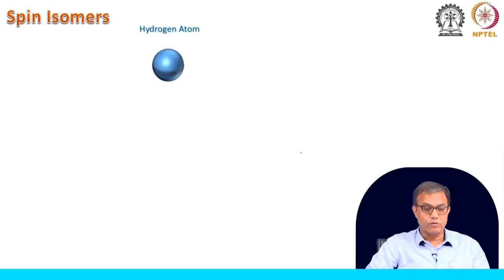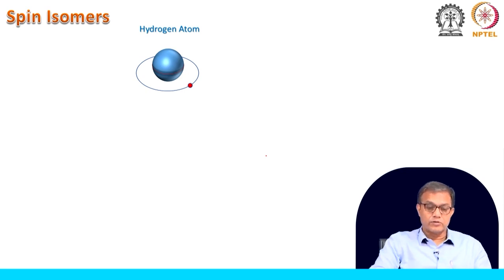So, now let us look into this hydrogen atom first. There is an electron revolving around the nucleus, and we have one proton inside the nucleus of this hydrogen atom. This hydrogen atom will have a spin of this nucleus. There is a spin for this electron also. We are not going to talk about the electronic spin at this moment. We are going to talk only about the spin of the nucleus.